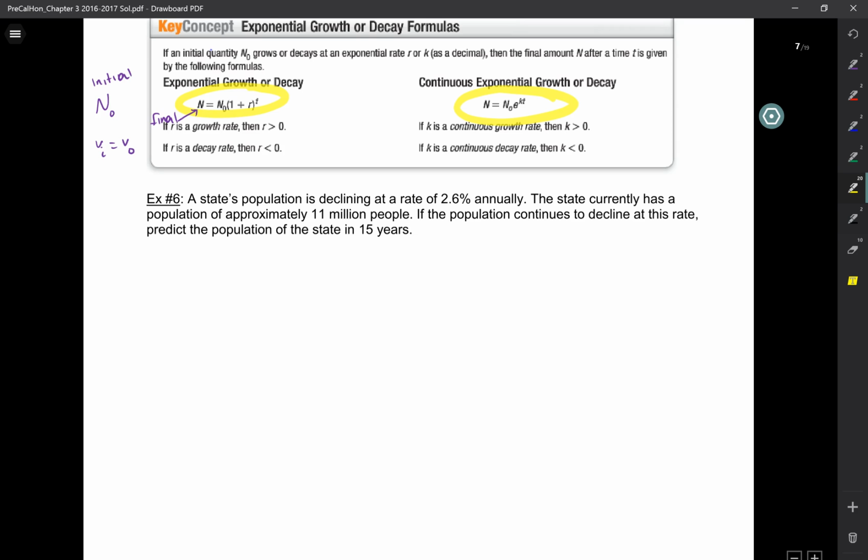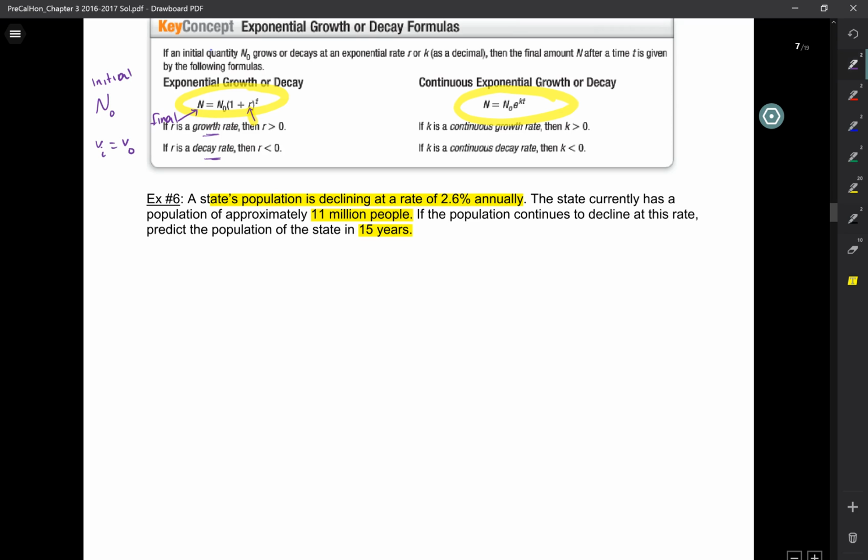Okay. So when we're talking about growth, we usually take a positive value for r. So we'll say, okay, r is positive 0.05. And when we're talking about decay, we'll use the negative value. Okay. Well, a state's population is declining at a rate of 2.6% annually. The state currently has a population of approximately 11 million people. If the population continues to decline at this rate, predict the population in 15 years.